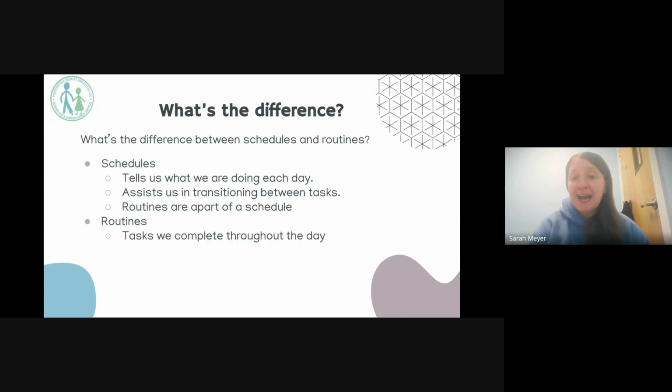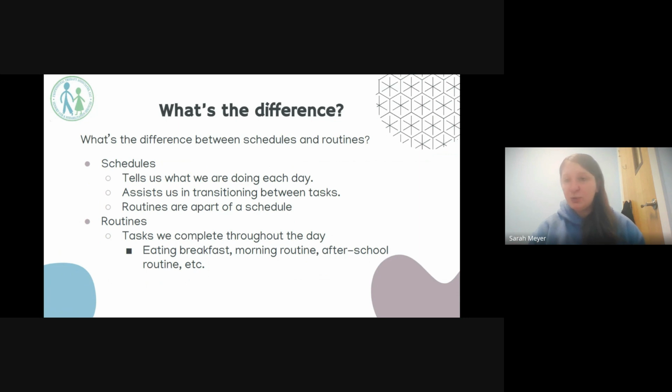Routines are tasks that we complete throughout the day. So for example, you may have a morning routine, a breakfast routine, an after school routine. These routines are made up of individual tasks that formulate into one section or one portion of our day. And again, there's typically a set of tasks, a set of things that we put together. We group that, and that's how we help group and organize the components within our day.